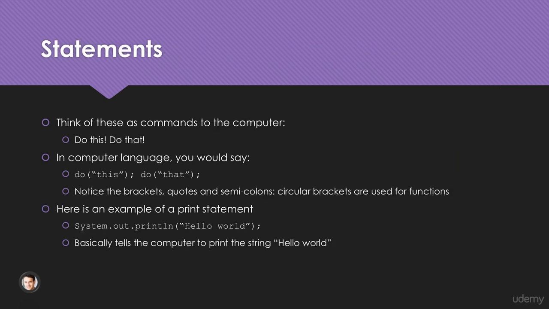So the first concept in programming languages are statements. Think of statements as commands to a computer, like do this or do that. So in the computer language, you would say do this, or do that. You notice the brackets and quotes and semicolons. The circular brackets are often used for functions. For example, if you wanted to print something in Java, you would say System.out.println and "hello world". So there's brackets and the hello world is in quotes. It's basically telling the computer to print the string hello world. So these are statements. In statements, you're telling a computer to do something.